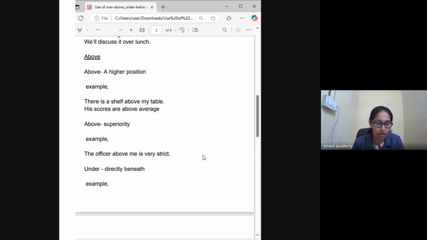The clouds above us look like flowers. There is a mirror above the sink. Clear? In the next use, to show some superiority, we use above. The man is higher than that. His position is higher. It's above.